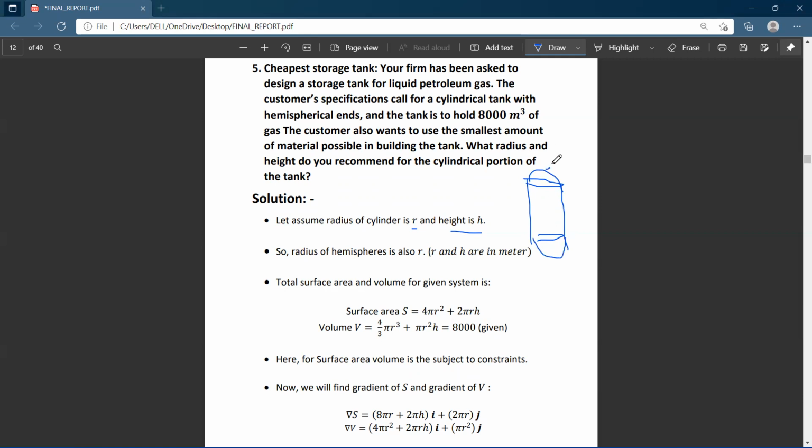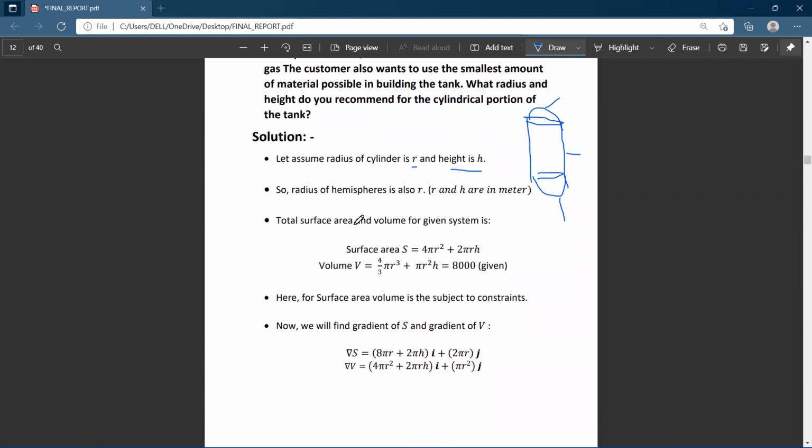So the surface area for this hemisphere is 2 pi r square, the surface area for this other hemisphere is 2 pi r square, and the surface area for this cylindrical portion is 2 pi r h. So we get the total surface area as 4 pi r square plus 2 pi r h.